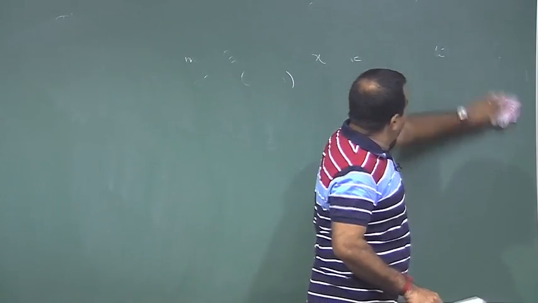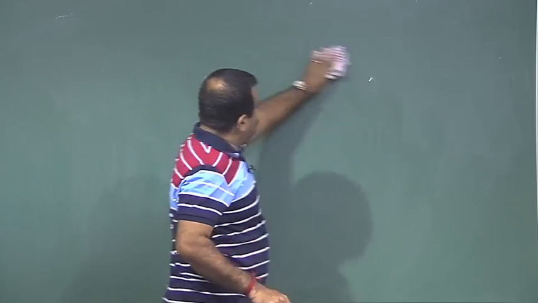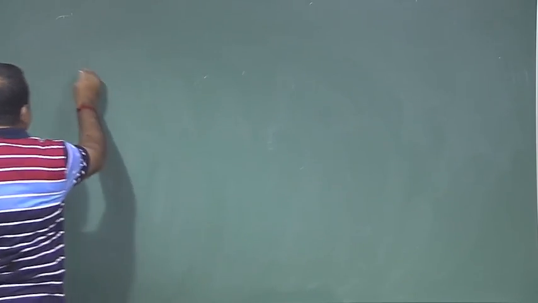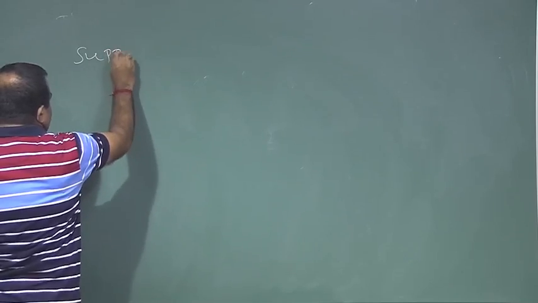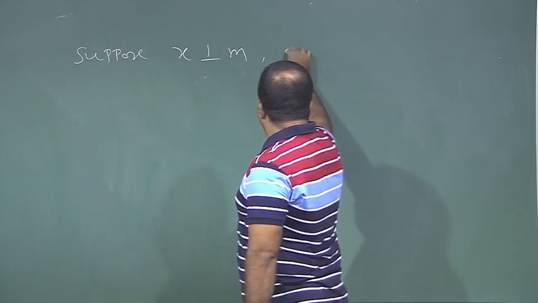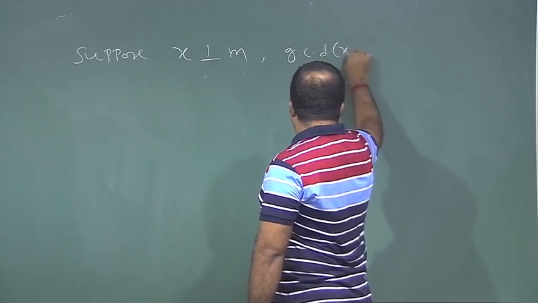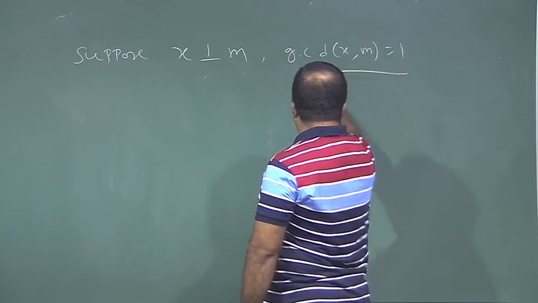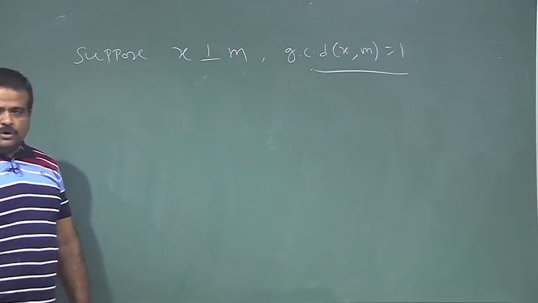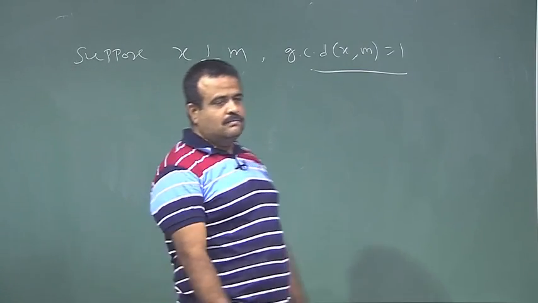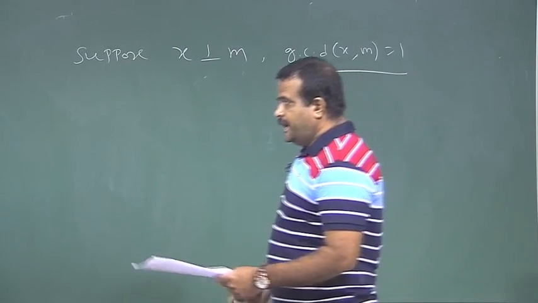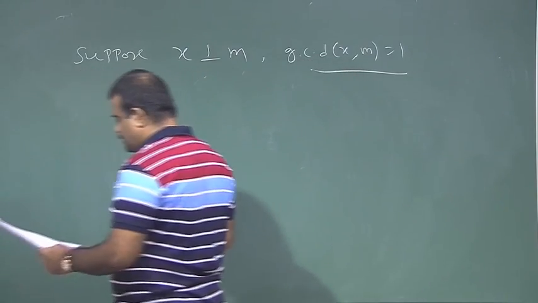So, this is the other way around. Suppose x is co-prime with m, that is, GCD of x comma m is 1. Now we have to show that x has a multiplicative inverse mod m. Okay, so how to show this?